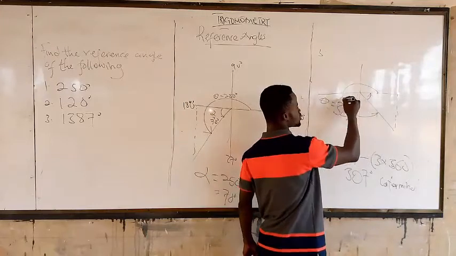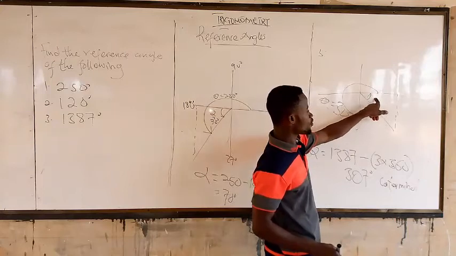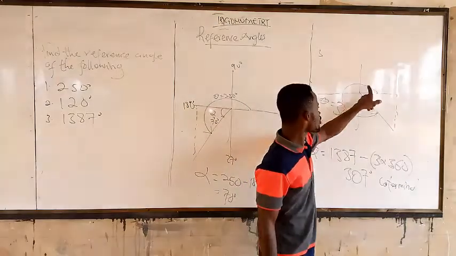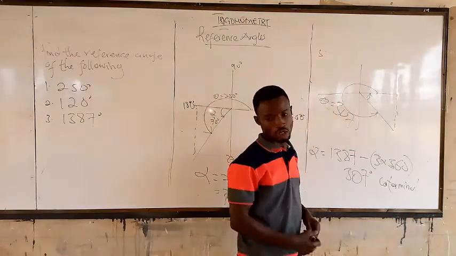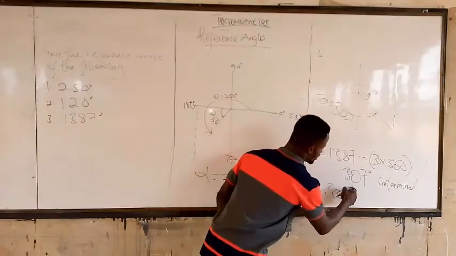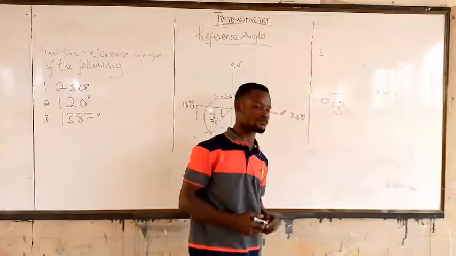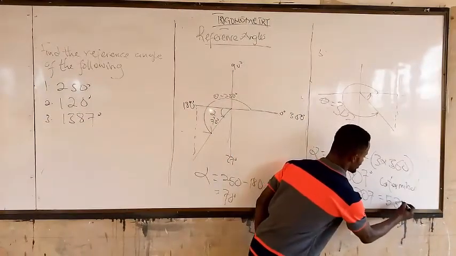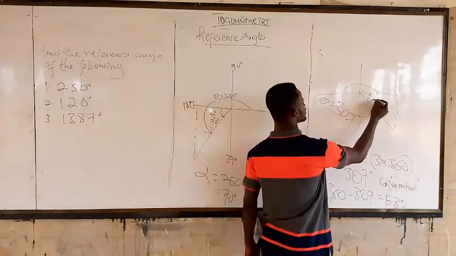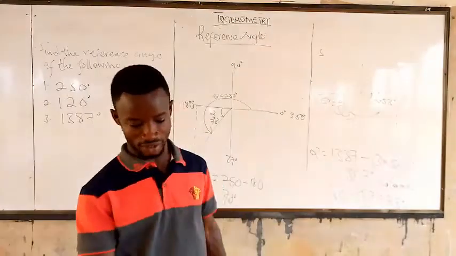So we are looking for this angle. If from here to here is 307, and we are looking for what is here. But bear in mind that from here to here is what? 360. So if we pick 360 and subtract 307 from it, whatever we get is going to be the reference angle, and that is 53 degrees. Alright? So 53 degrees is going to be the reference angle. Very good.